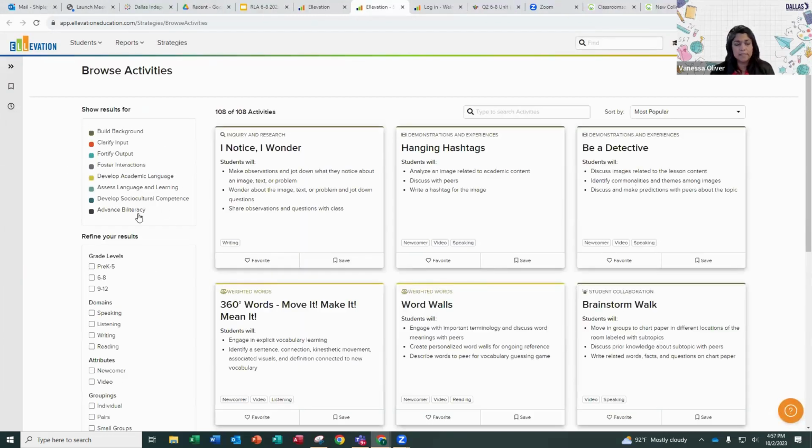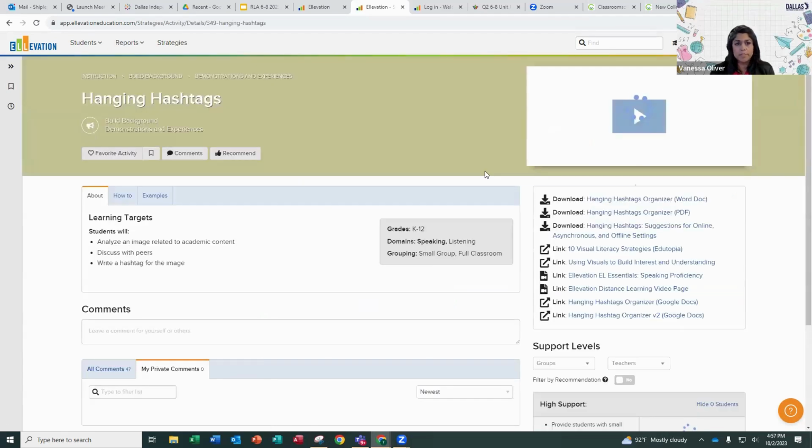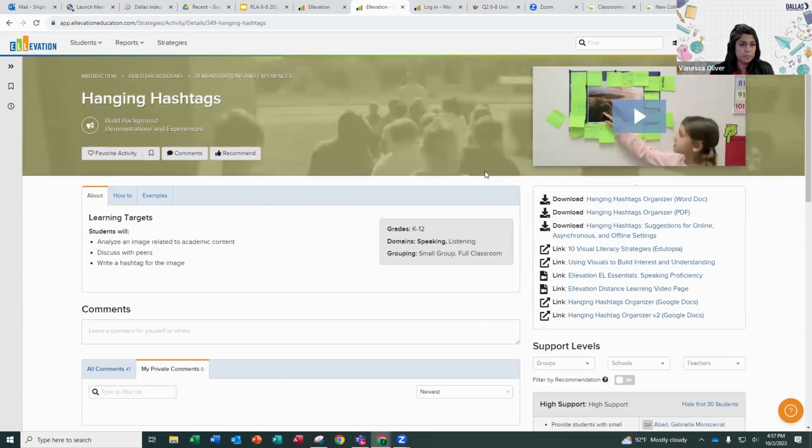Okay, so here on the left-hand side, you see the different categories, the different types of purposes for each strategy. And this is really how you can search for specific things. You can browse through. Click on hanging hashtags, Tony, that first one. So this is the one we did earlier with the unit posters. And as you can see, it labels them. This is for building background and demonstrating experiences.